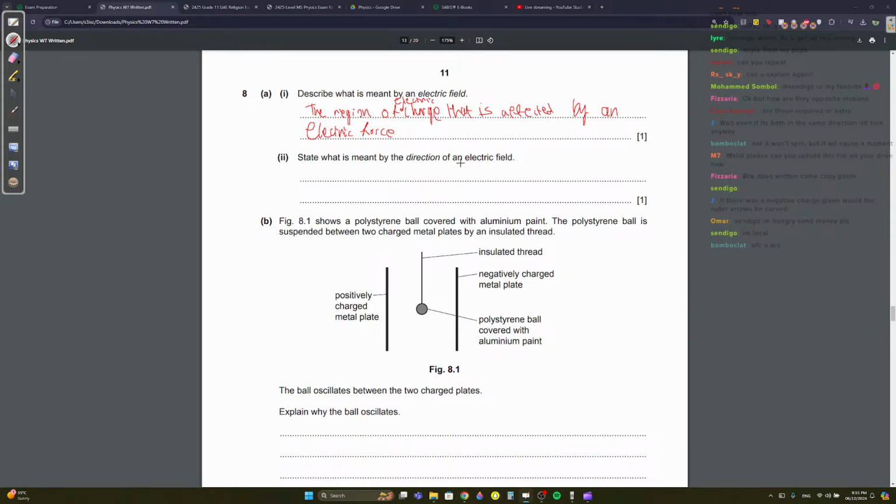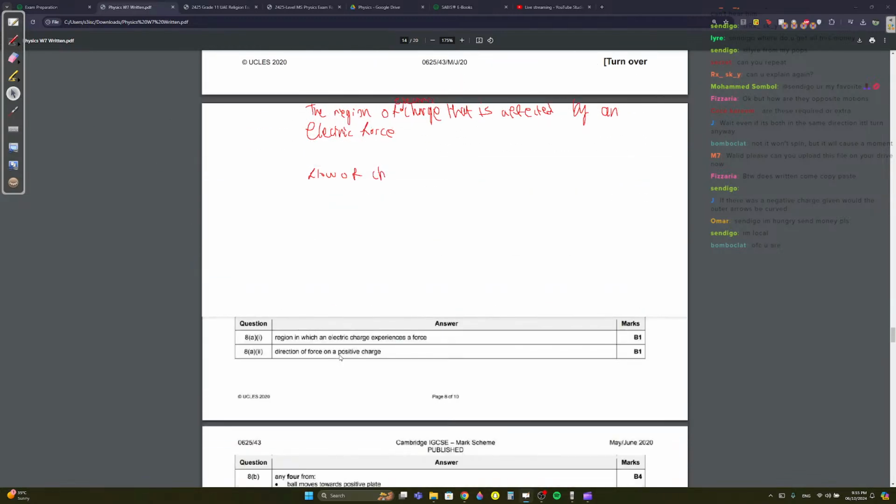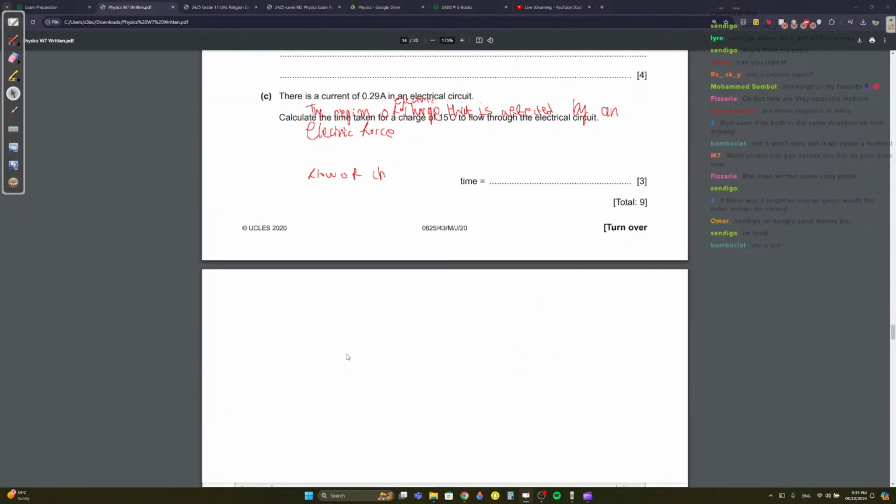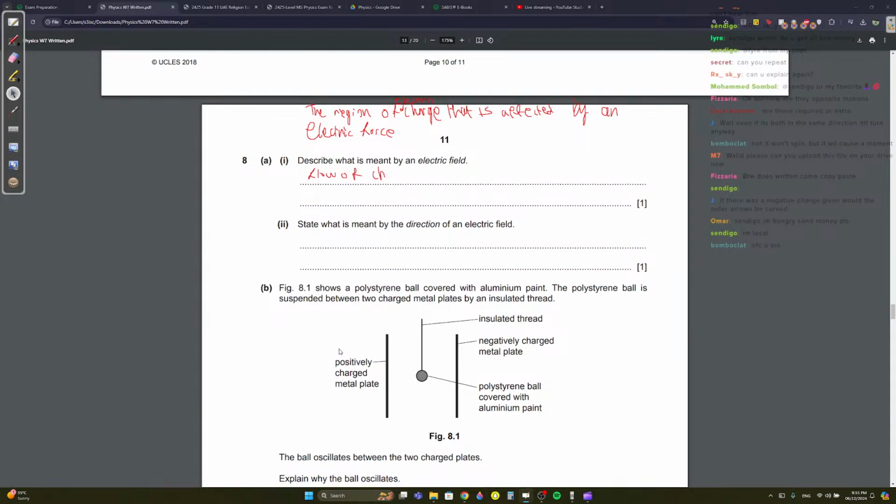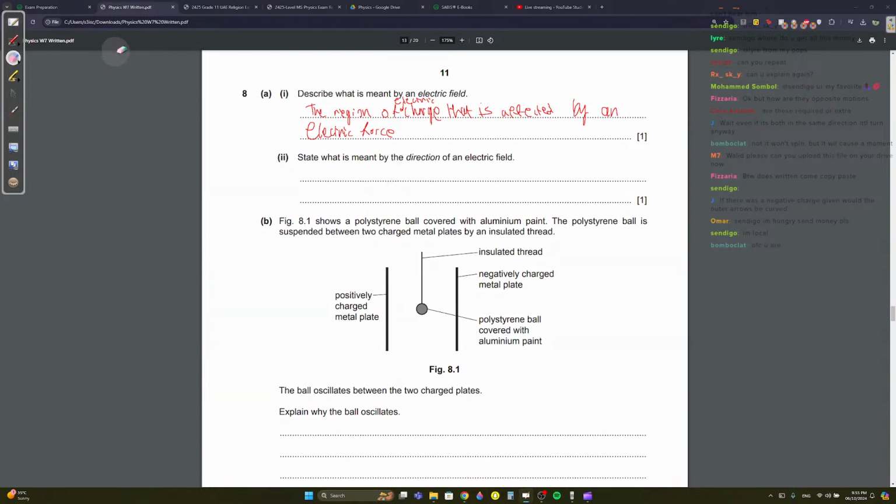Okay. What is meant by the direction of electric field? I think it's from positive to negative, so it's the direction of force on a positive charge. You know how the direction of electric field is always positive to negative? I think that's what they mean, the direction of force on the positive charge. So it's the direction of force on the positive charge. Very easy, 2 marks.